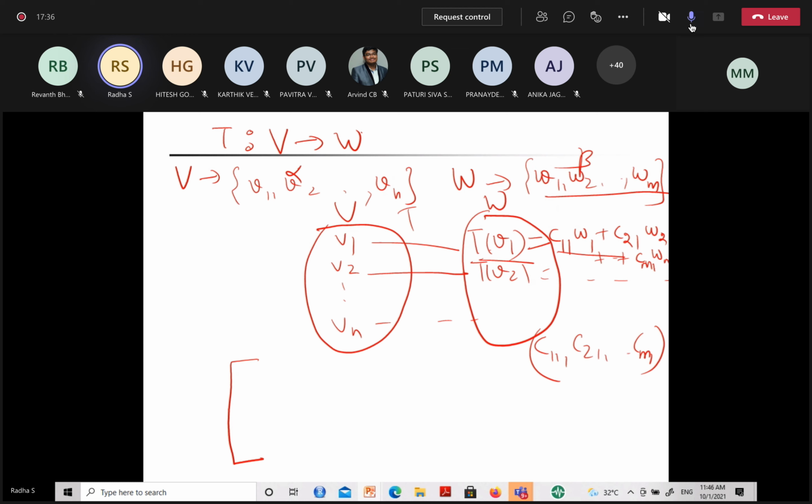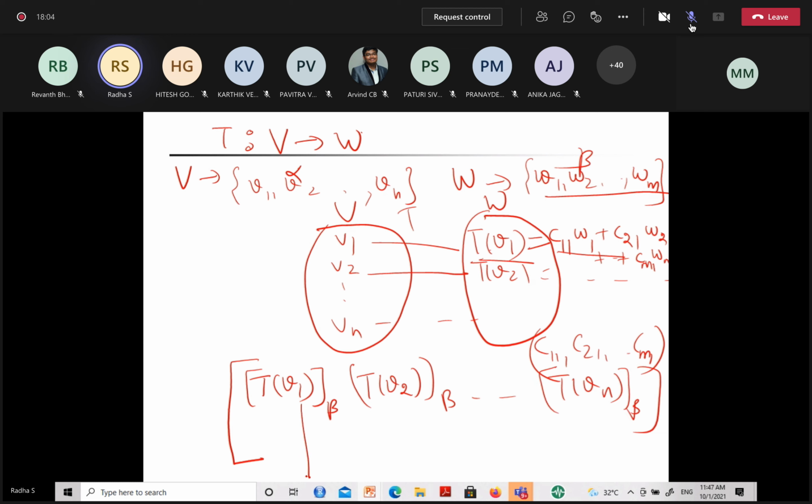Beta. Okay. So, what is the matrix of the linear transformation? I write the coordinate vector of T of V1 with respect to beta, that is your first column, and T of V2 with respect to beta, that is the second column. Like that, I write all the columns. N columns will be there, right? T of Vn with respect to beta.